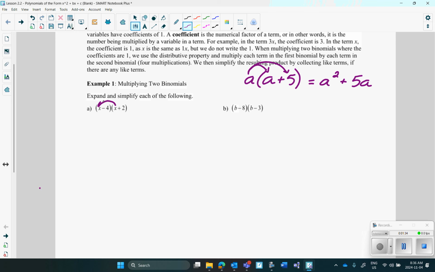You take the x and distribute it through the terms in the second binomial, and then you take the minus 4 and distribute it through. So whenever you have a binomial times a binomial, it's 4 multiplications. What's x times x? X squared. X times 2. That's 2x. Minus 4 times x. Negative 4x. Minus 4 times 2. Negative 8.